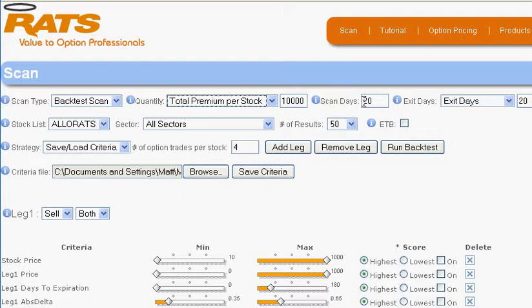Scan days: how many times do we want to run the scan? I'll say every 20 days I want to run the scan. And then where do I want to exit? I could exit in 1 day, 5 days, 10 days. I've chosen 20 days for this particular scan. The normal stock list, using all of ORATS, all sectors. I want 50 results, not necessarily easy to borrow. I will actually load a criteria file, which I have already loaded. And I'm going to have 4 trades per stock.